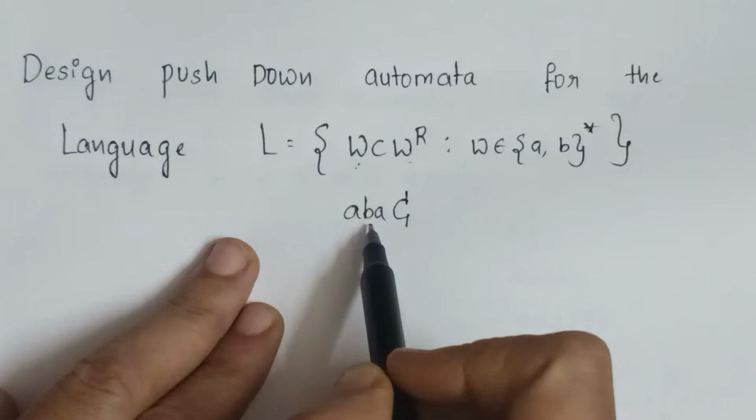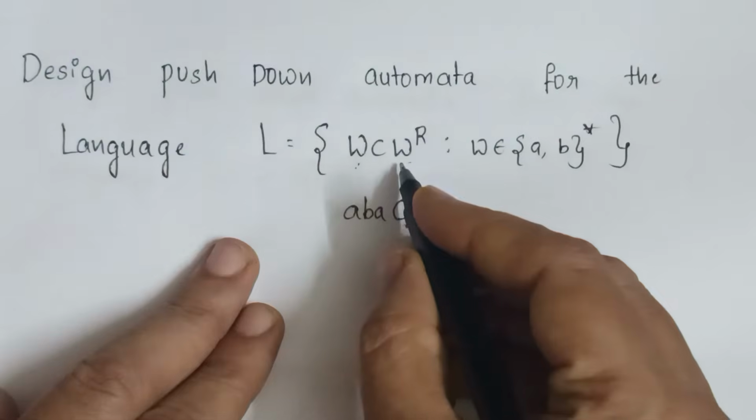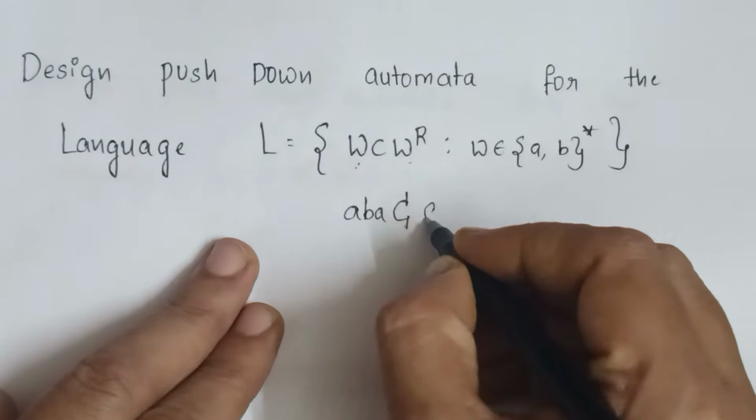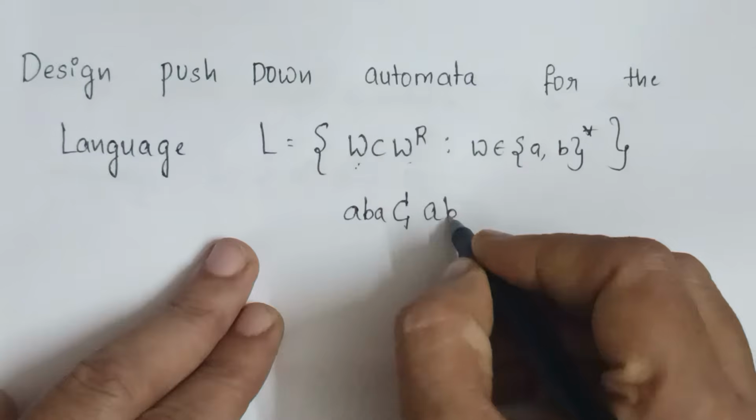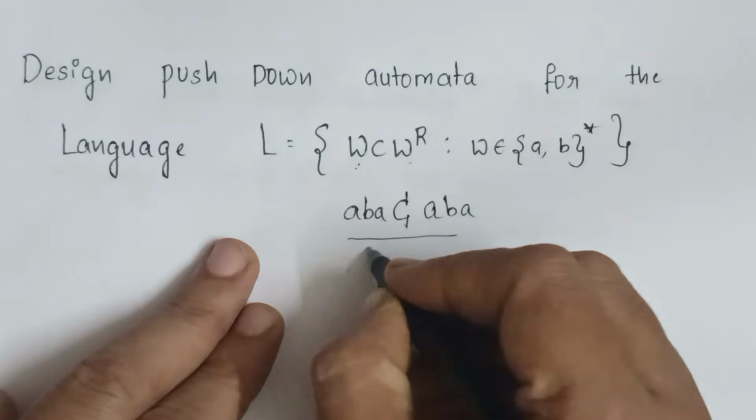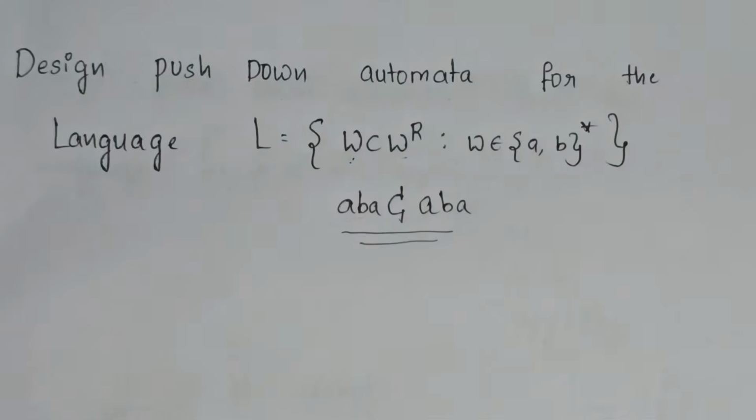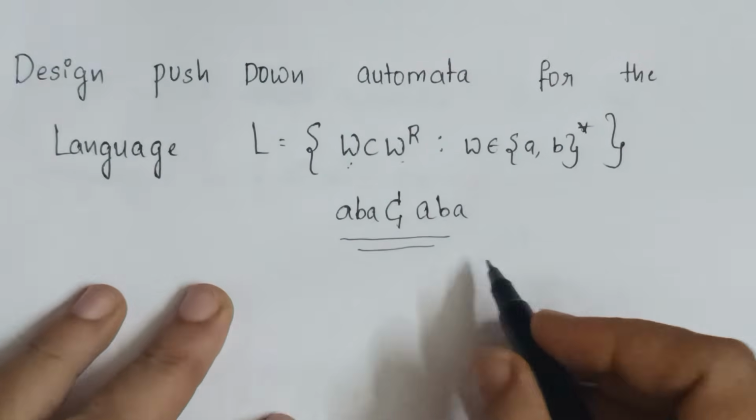So it is just dividing. C, and W power R means the reverse of the string. The reverse of this string is ABA. So this kind of string should be accepted if we design a pushdown automaton. Whatever string I take, it should be followed by the reverse of the given string.